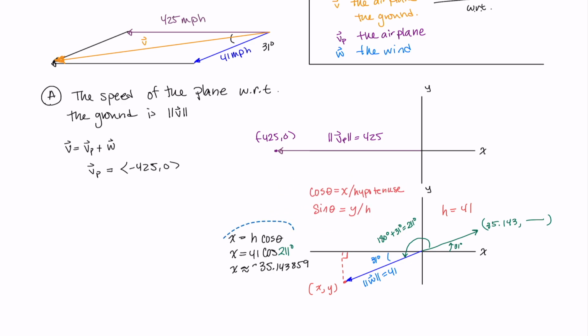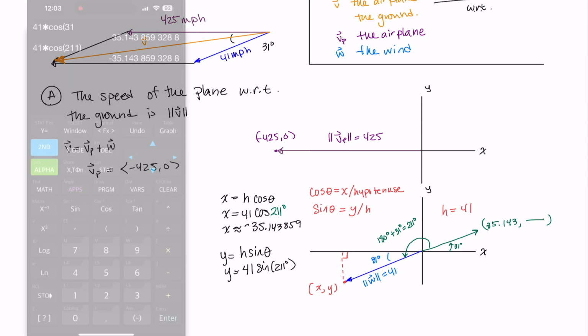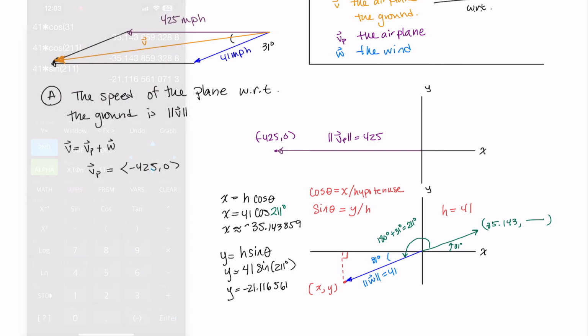Now we need to do the same thing to find the y value. And I'm going to rearrange again just to make a little more space for that. So the y value is equal to our hypotenuse times sine theta. So y is equal to 41 sine of 211 degrees. Now back to the calculator, 41 times sine of 211 degrees, that's negative 21. Well, approximately. I'm writing a few places after the decimal, mostly because I don't like to round so early. It's better to round at the end and be more exact.